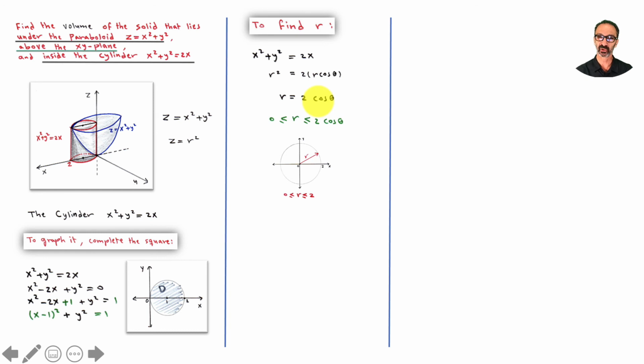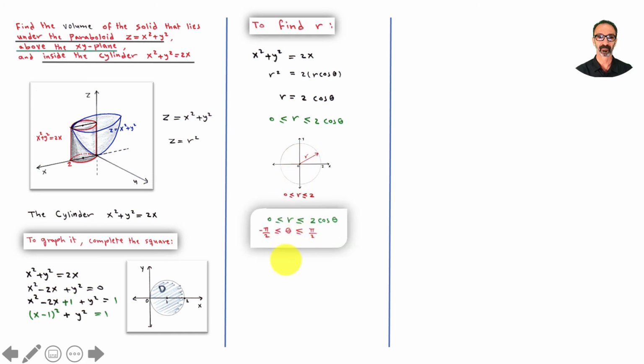Something I'm trying to emphasize, that you need to pay attention to and be careful about: everybody should be clear that r changes from 0 to 2 cosine theta, not to 2. This is from 0 to 2. That's not our problem.